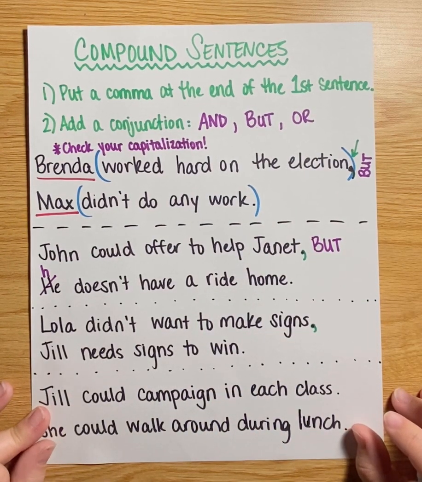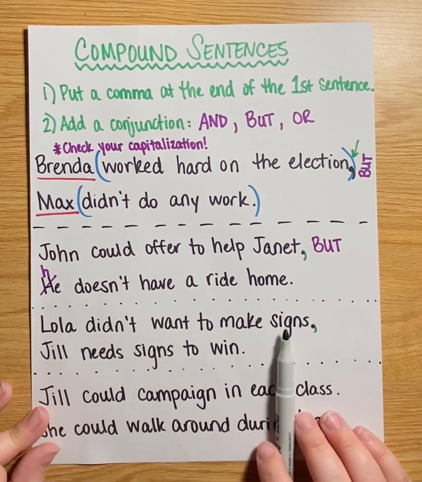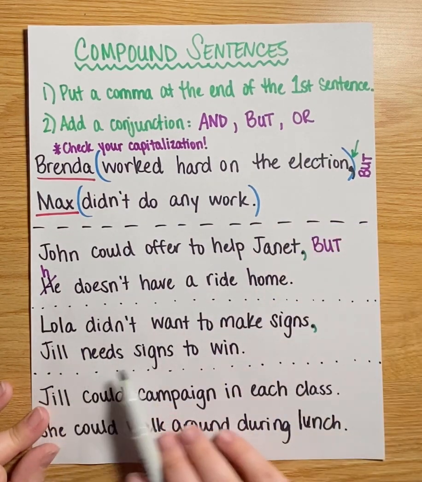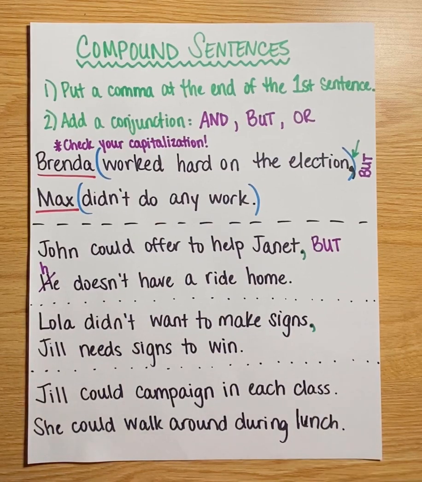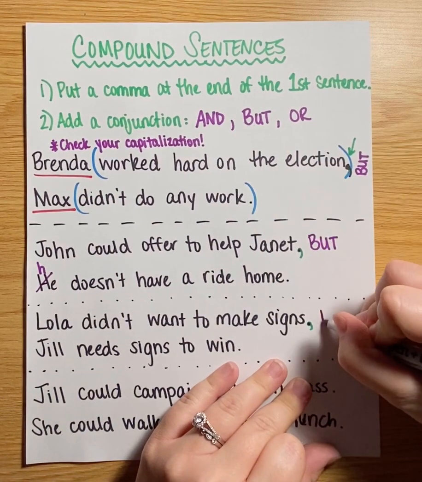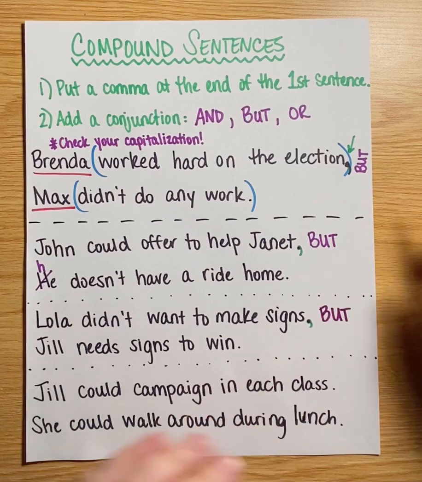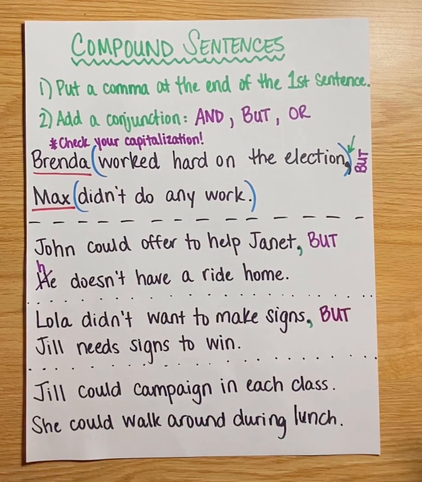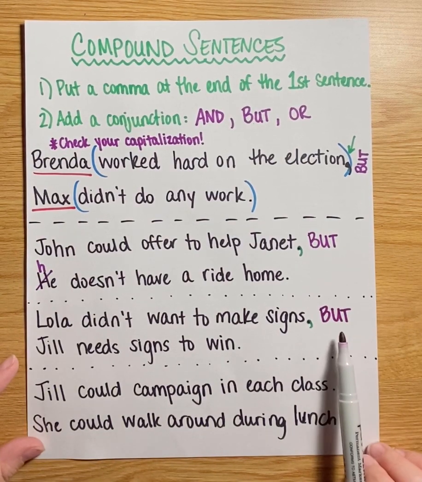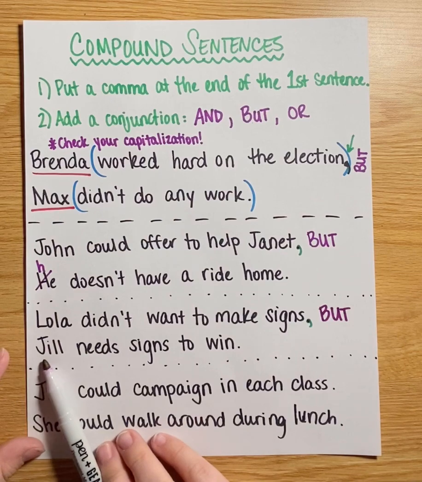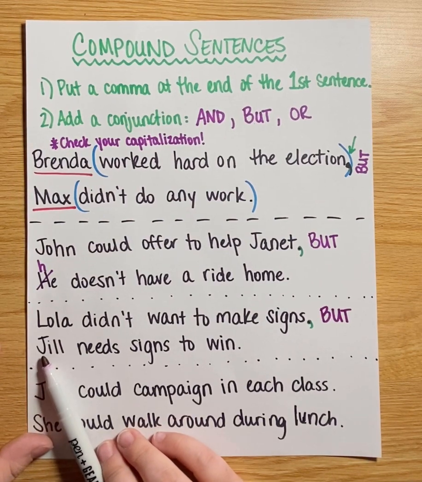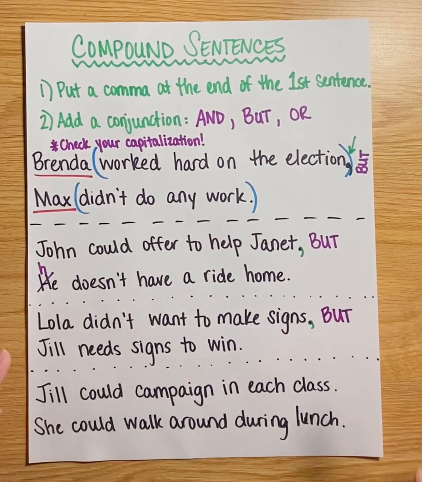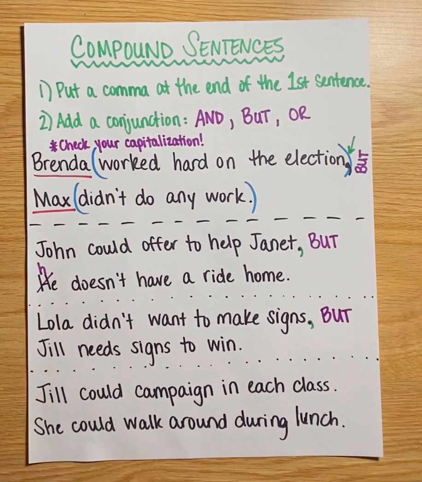Let's try or just to be safe. Lola didn't want to make signs, or Jill needs signs to win. I don't know about that. That doesn't sound right. So I'm going to stick with but on this one. Man, we have all buts in our examples here. All right, let's see what this last one does. Oh, also, I almost forgot my extra step. I do not need to change any capitalization because Jill is a name, so that's going to stay capitalized. I almost forgot.